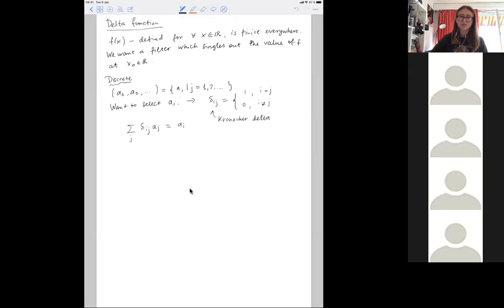This delta also satisfies two properties. It's normalized, because the sum over all j's of delta ij equals 1 for all i's, since again only one component of this sum survives. This is a normalization condition. And also it's symmetric: delta ij is equal to delta ji. So this is symmetry.